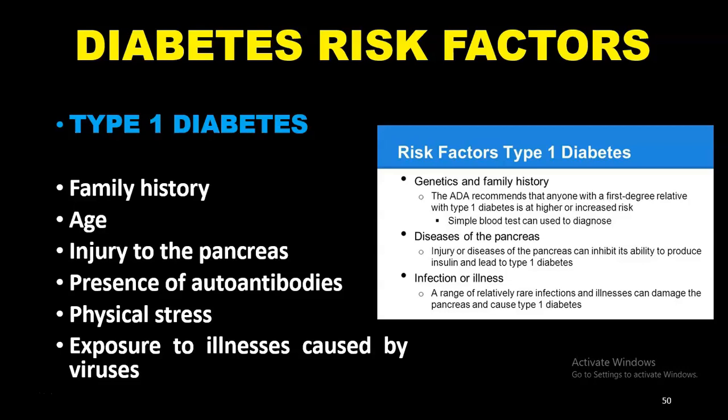Also, presence of autoantibodies, that's antibodies that mistakenly attack your own body's tissues or organs. Physical stress, such as surgery or illness. Exposure to illnesses caused by viruses. In the United States, white people are more likely to develop type 1 diabetes than African American and Hispanic or Latino people.